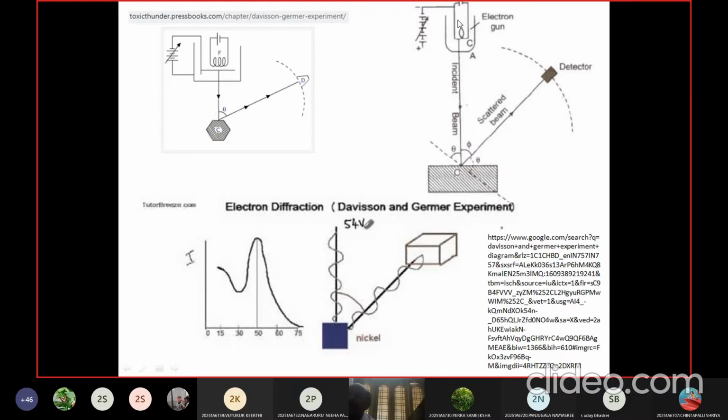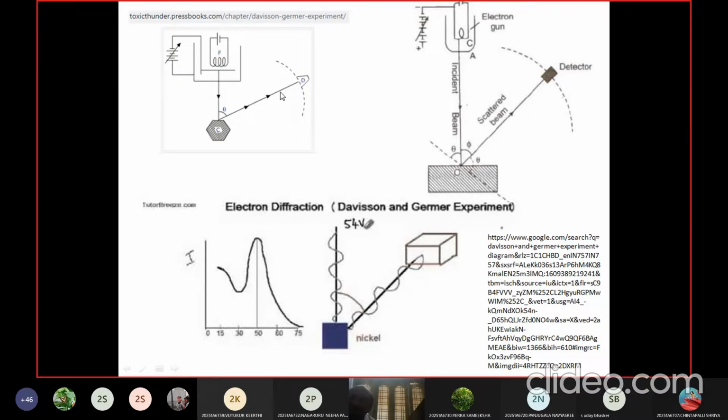Now this is the electron gun. Let us take the left side corner. This is the electron gun. Now it is collimated. The word collimator implies the one which converts into a parallel beam. Collimate means convert into a parallel beam. So that parallel beam is made to fall on the nickel crystal.